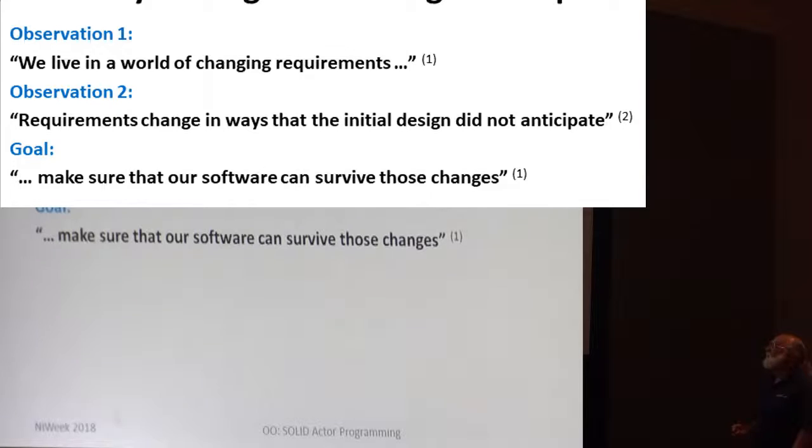Okay. So three quotes from the first book. We live in a world of changing requirements, and requirements change in ways that the initial design did not anticipate. It's hard to not agree with that. So our goal is to make sure that our software can survive those changes.